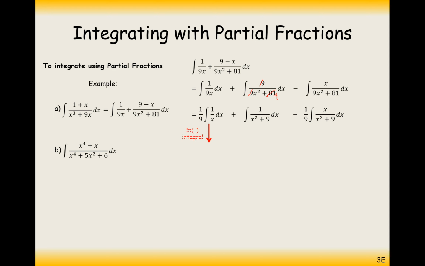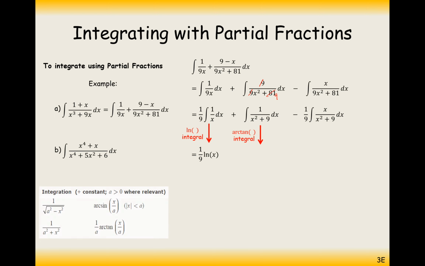The first one is going to be just by a ln integral. The differential of the bottom is the top, so that's just 1 over 9 ln x. The second expression, that's going to be an arctan integral from the formula booklet, and in this case a will match up with 3 because a squared matches up with 9, so it's going to be 1 over 3 arctan x over 3. And then the last expression will be again a ln type integral.